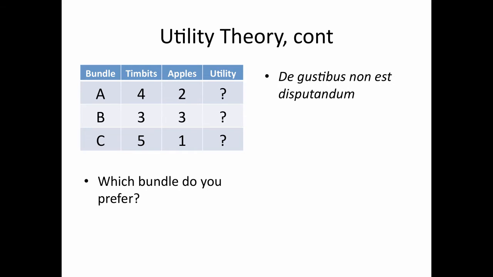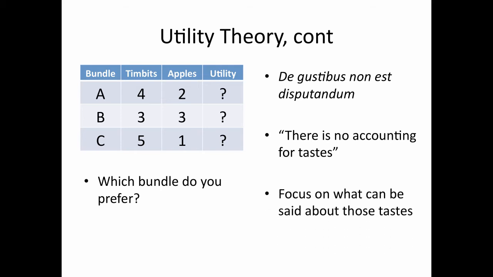Those preferences actually are very important, and economists have a lot of respect for not judging what people consume, but trying to understand why people consume what they do. This gets back to a phrase in Latin, de gustibus non est disputandum, which essentially says there's no accounting for taste. The idea here is that economists don't judge people because they prefer one bundle over another. What we want to do is focus on what can be said about those tastes to try to understand who might consume what, but we say that without any kind of judgment or subjective evaluation of whether those preferences are good or not good.